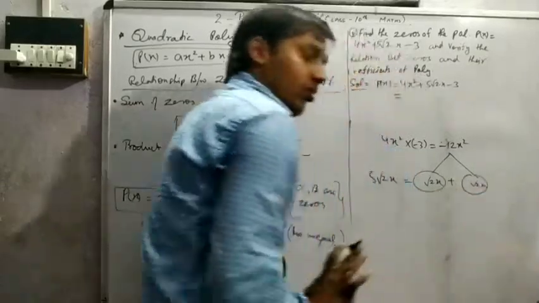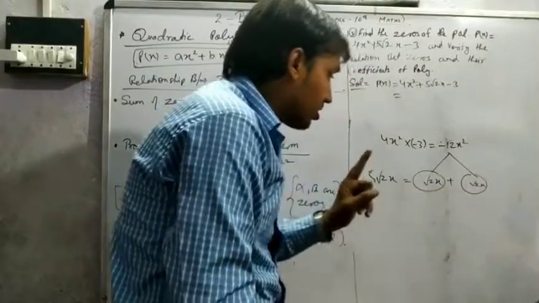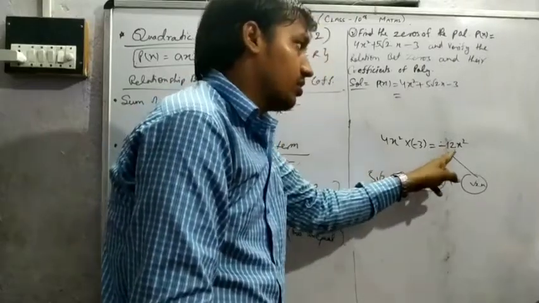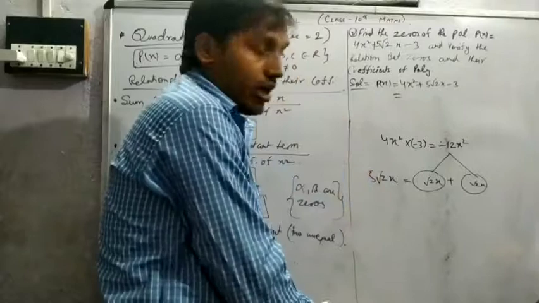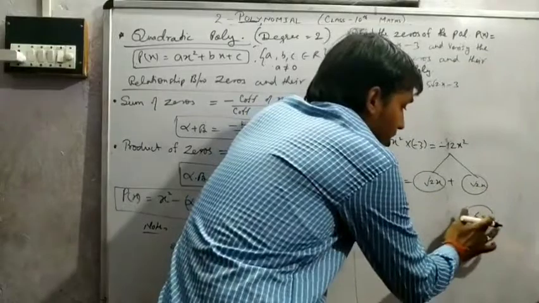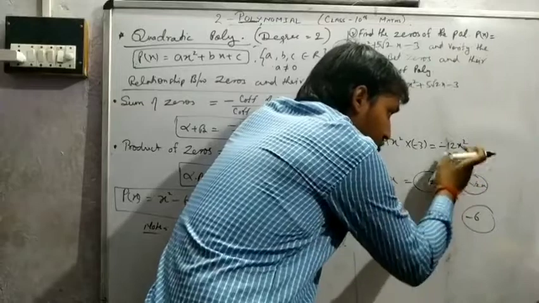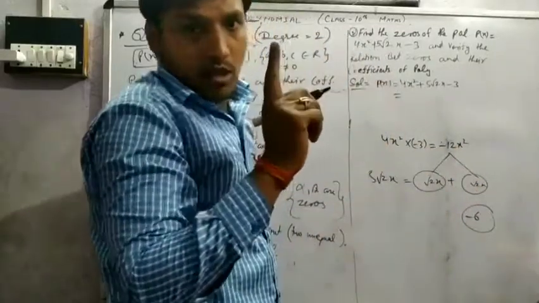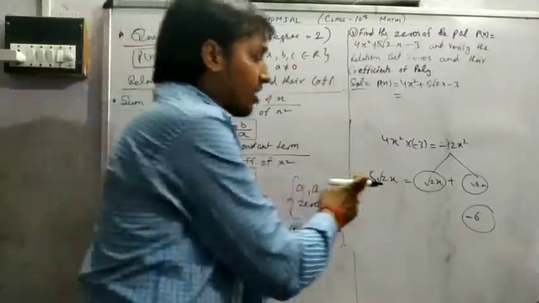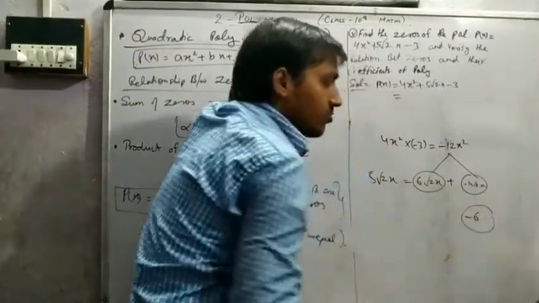So first you write root 2x as it is. Then root 2x times root 2x is 2x square. But we want minus 12x square. So what remains? Minus 6x square remains, because minus 2 we get, x square we get, so only minus 6 remains. My motive is that minus 6 is split into two parts whose sum is 5. So 6 and 1.